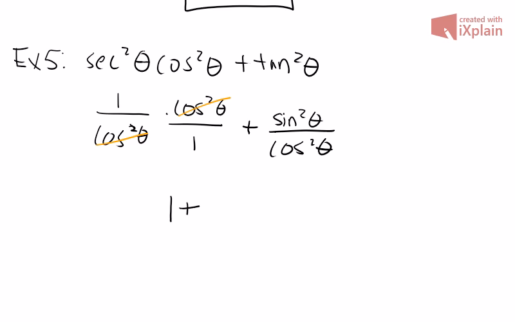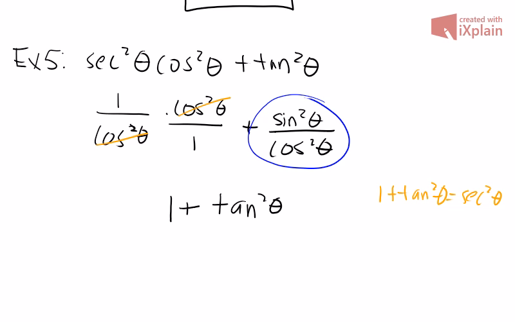Now, notice here on the right, I did split it up into sine and cosine, but now I'm thinking I want it back to tangent. The reason I'm thinking that is because I've got that identity, 1 plus tangent squared theta equals secant squared theta. So then that means this equals just secant squared theta.